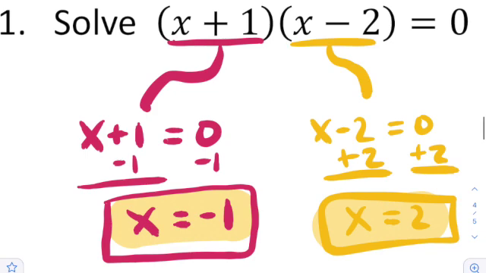So to summarize the strategy for solving a problem like this, you just take the two things that are being multiplied together to equal 0, you set each one equal to 0, and solve. What this does is it turns one messy expression into two pretty easy equations to solve. And that problem would be done.